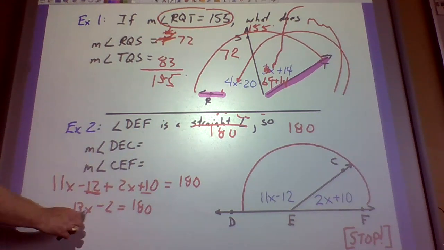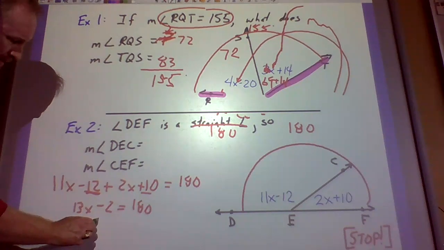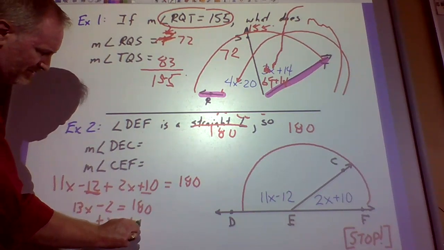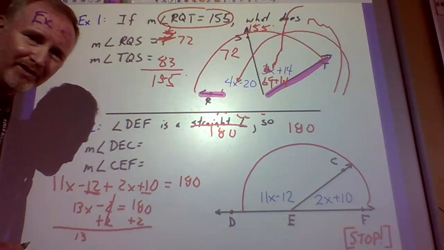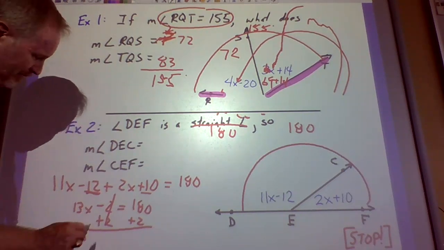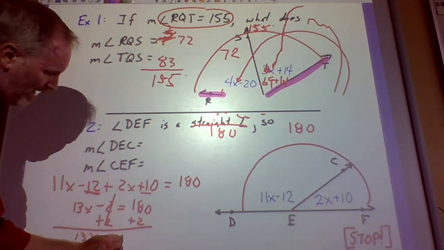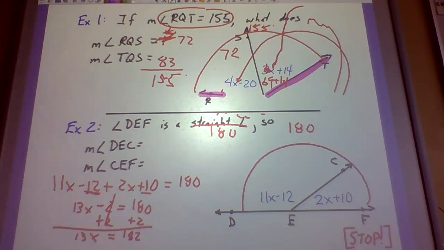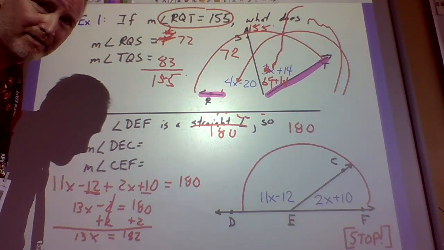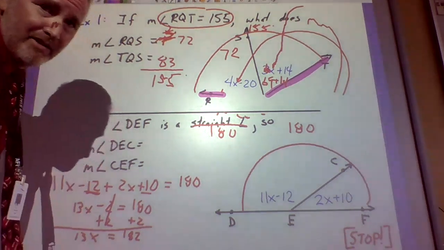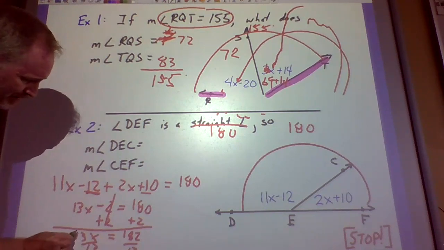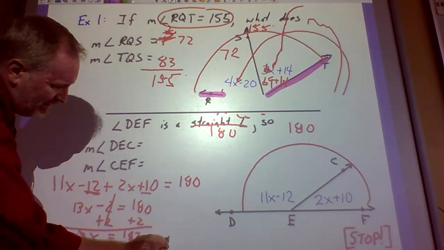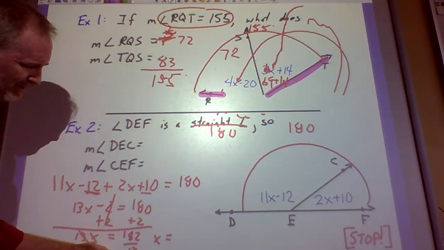All right, so now I just got a two-stepper. I'm going to get rid of the minus 2. I'm going to go plus 2 and plus 2. My numbers are getting pretty big. I should have brought a calculator. No, I shouldn't. I can do this. You can too. 13x equals 182. Some of y'all are saying, you think I can divide 182 by 13 without a calculator? Yes, I do. Watch this. Divide by 13. Divide by 13. Over here, the 13s cancel out. So x equals 182 divided by 13.